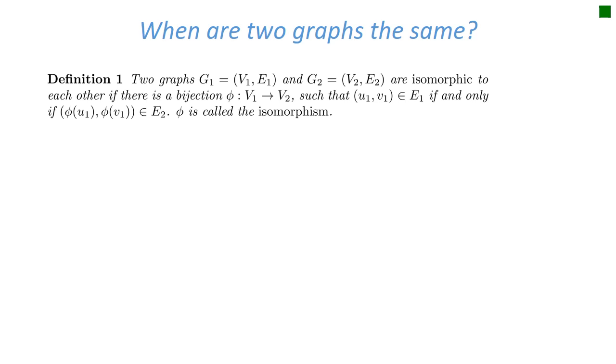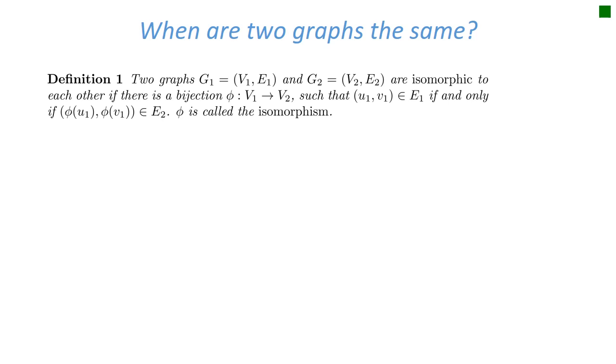When I look at two different graphs, can I tell if these two graphs are the same or different? There is a notion to this. Two graphs G1 and G2 are said to be isomorphic to each other if there is a bijection phi between the vertex set V1 and the vertex set V2 such that (u1, v1) is an edge in the first graph if and only if (phi of u1, phi of v1) is an edge in the second graph. Phi is then called the isomorphism.